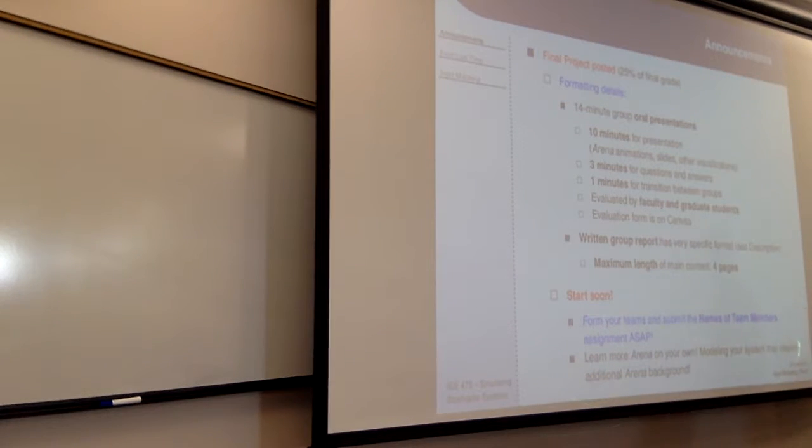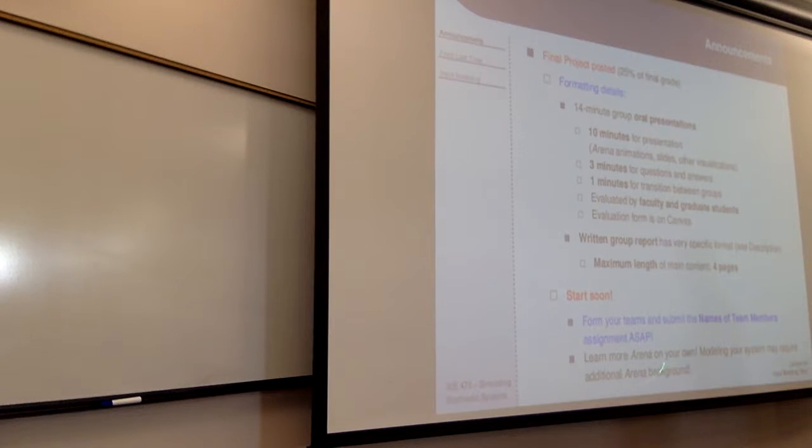So make sure you start forming your teams. Again, try to look for 4 people in your lab section. This assignment is online, so if you already know who you're planning to team up with, go ahead and fill this out. And it's not asking about the system; it's just asking about who you want in your team.